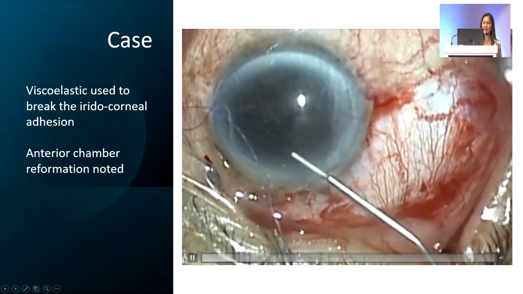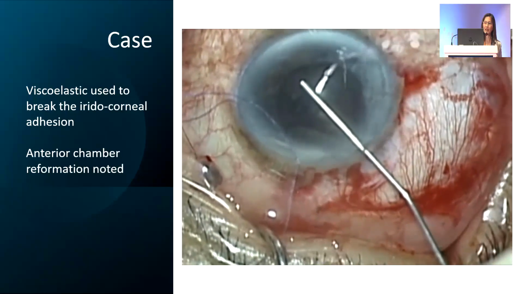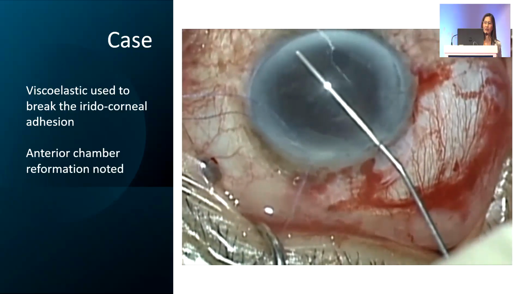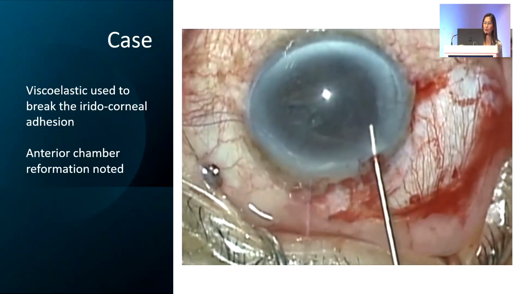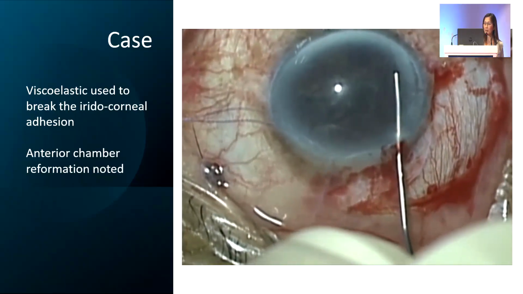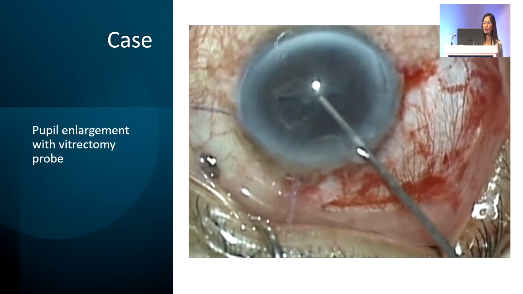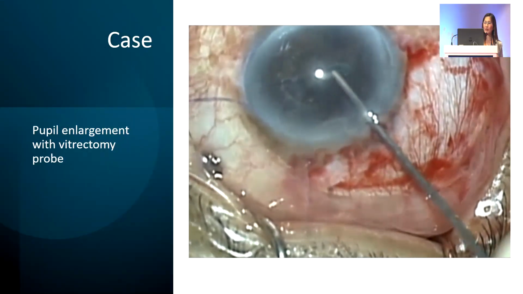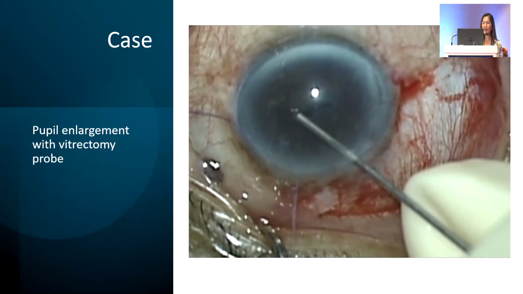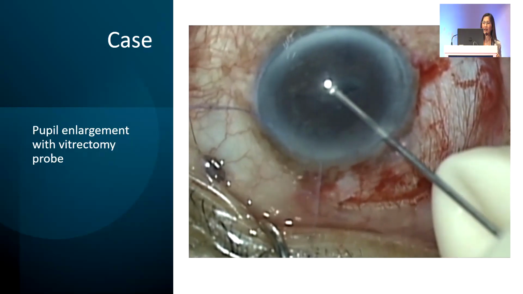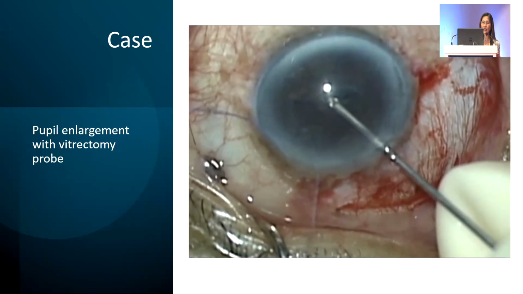Okay, so we injected viscoelastic to reform the anterior chamber. We injected also into the area of the angles to attempt to reopen them. And then we used a vitrectomy probe to remove the membrane and to open up the synechia. And then we also used the vitrector to enlarge the pupil.